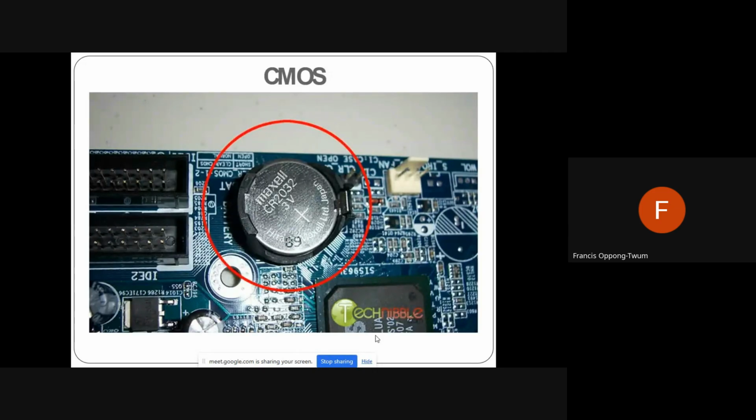Can you all see the CMOS battery? Yes, sir. So the purpose of the CMOS battery is that it controls the date and time. The CMOS battery controls the date and time.